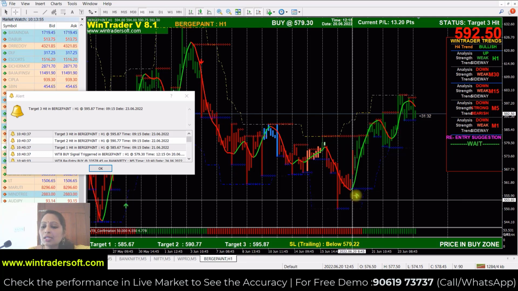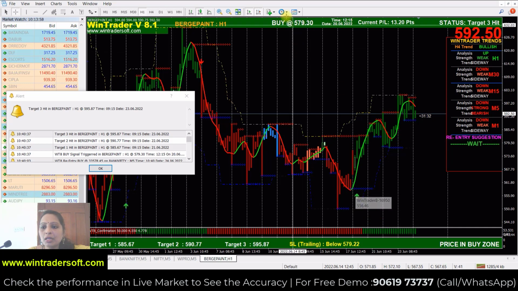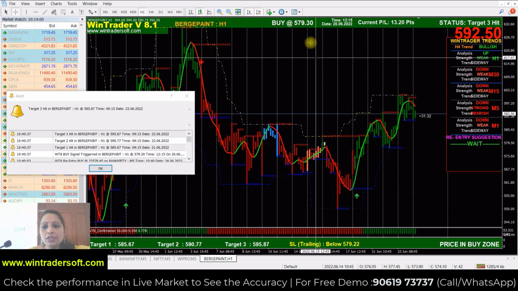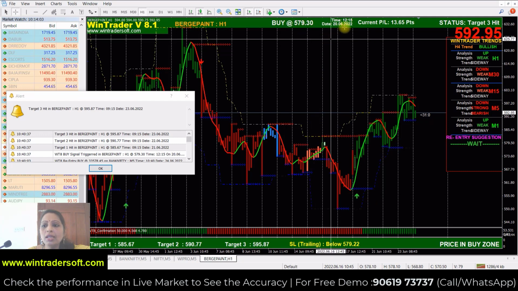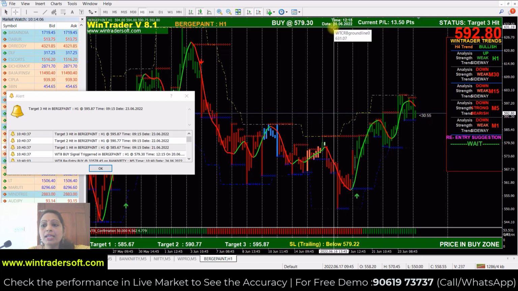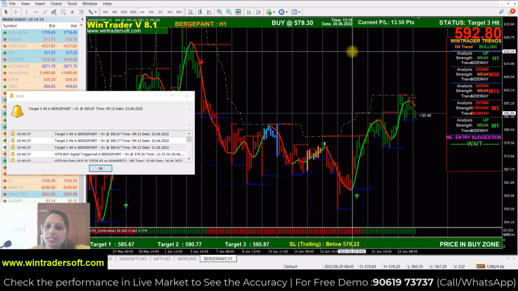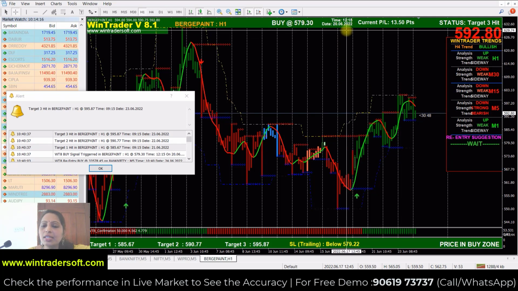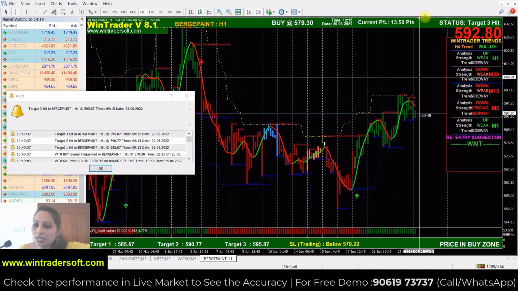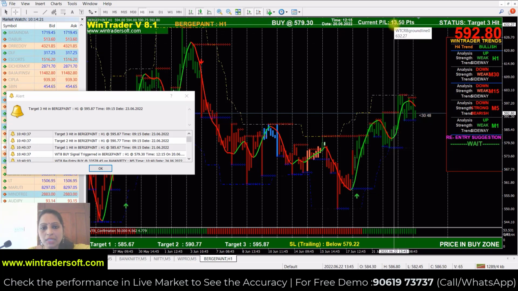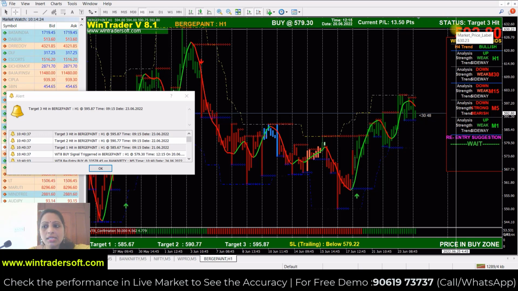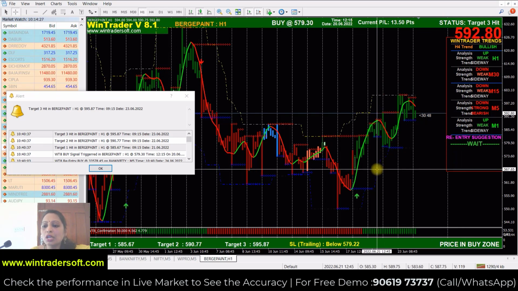So in this you can see we got a buy at 579.30, and the time is 12:15. We got this buy on Monday, and the price is 579.30. And if we check with the current market rate, we are in profit of 13 points, and in the status you can see all targets have been achieved. So we got the signal on Monday, and the same signal continues today also.